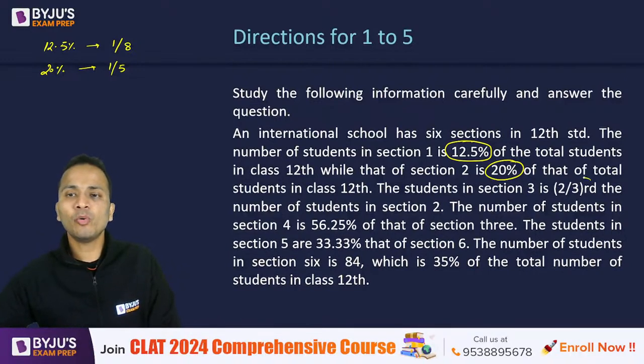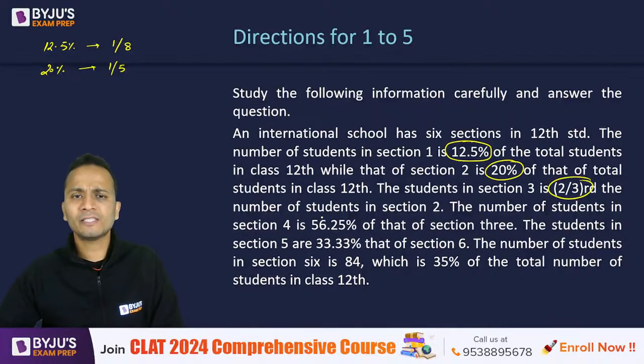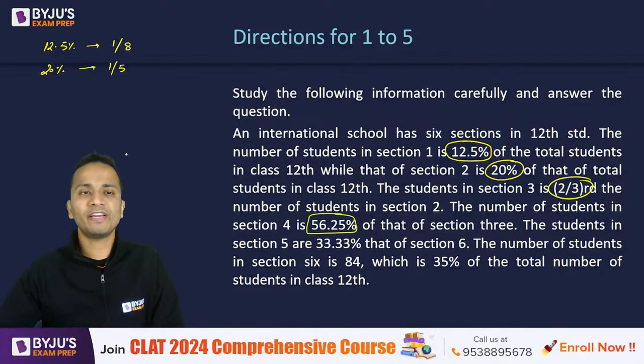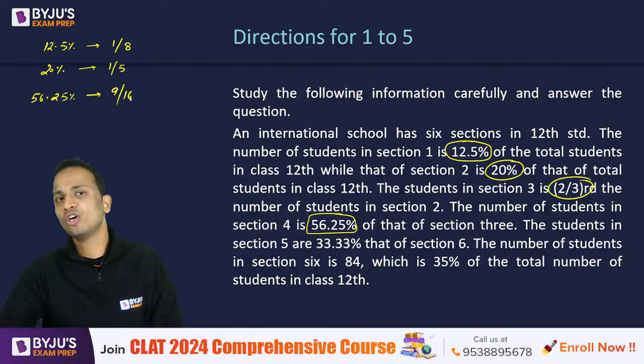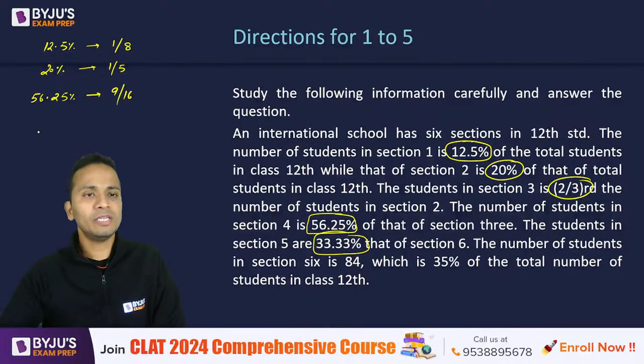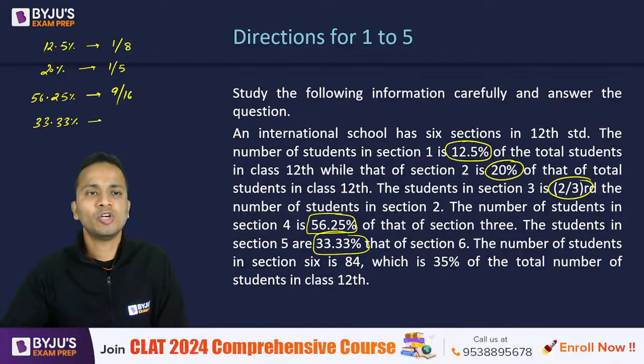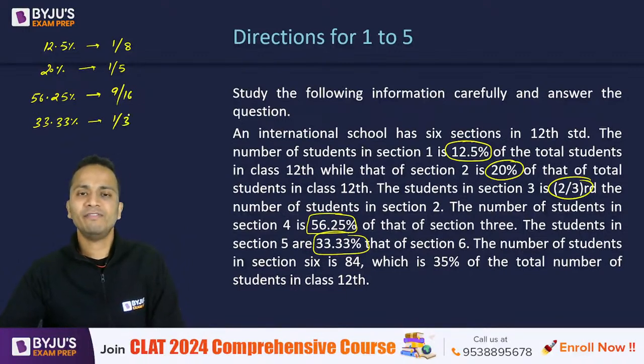Next, they will be doing 2/3. Fine, we'll handle this. 56.25 percentage. Please keep noting down all these things. 56.25 percentage will be 9 by 16 of any number. All right. And finally, one more, 33.33. All of you would know this. This is an easier one. 33.33 percentage will be 1/3 of any value.